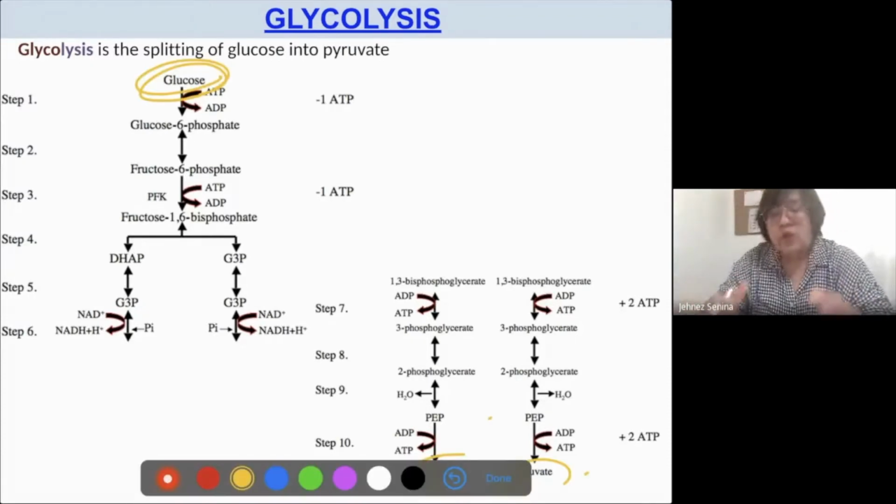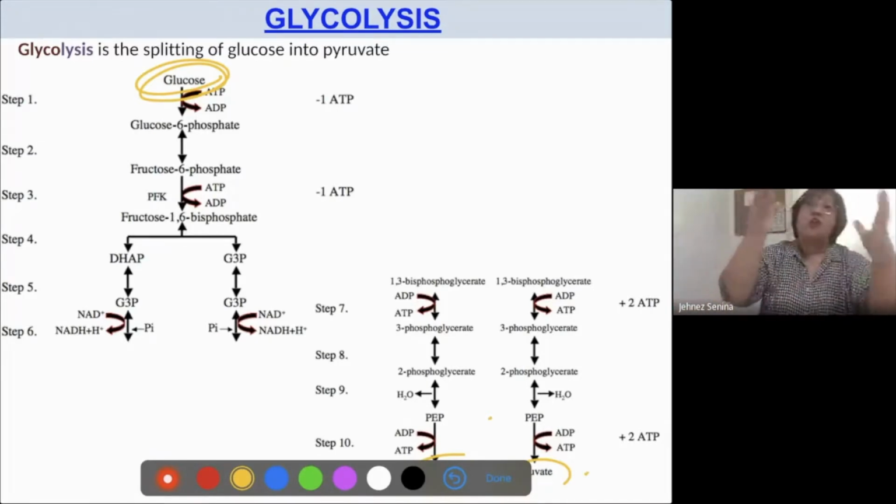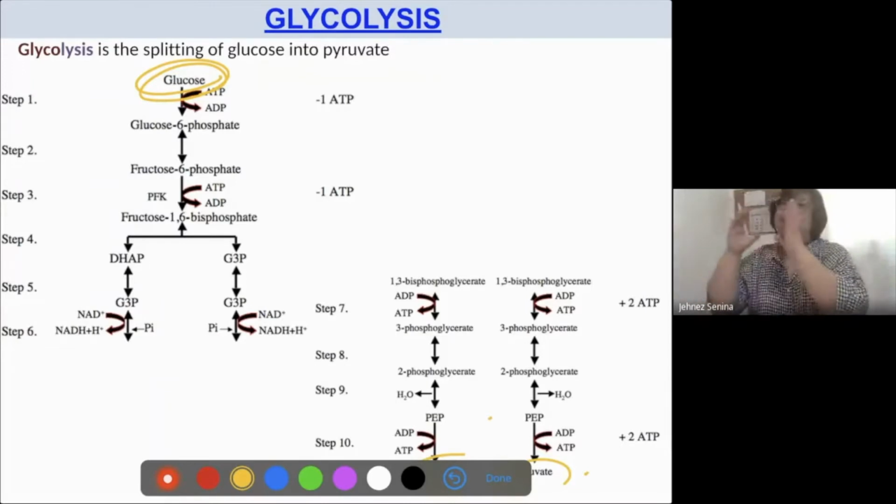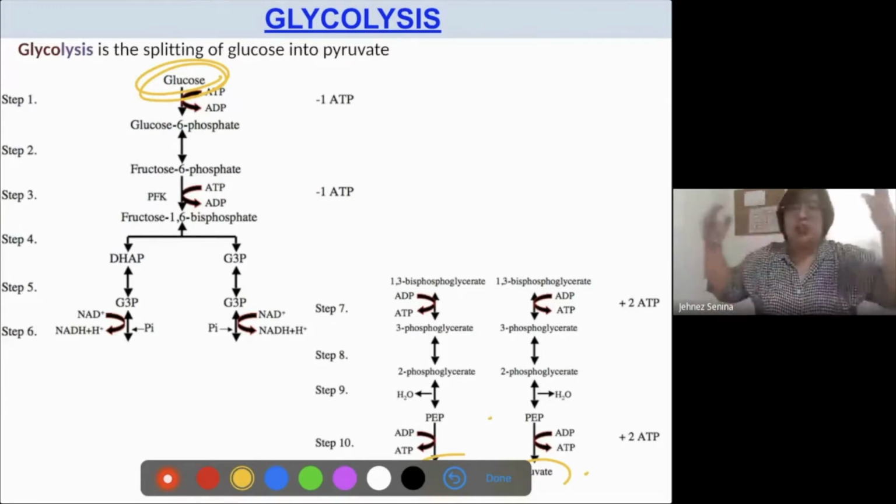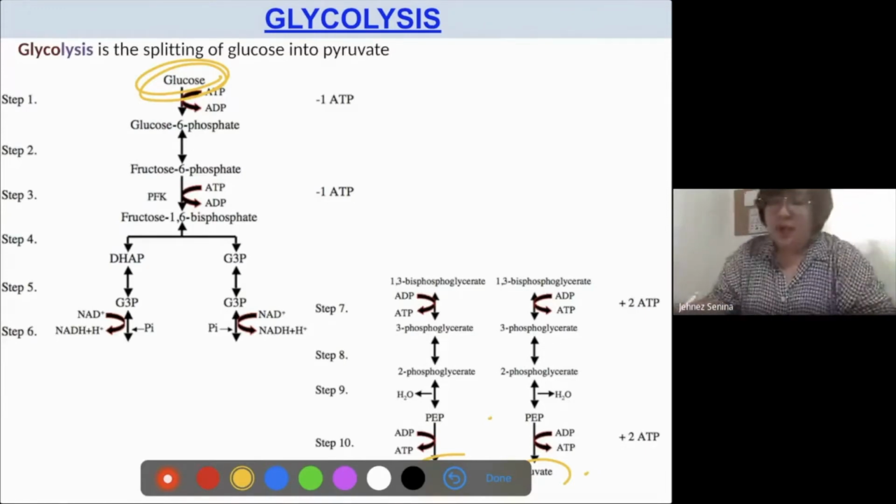So glucose will undergo oxidation and hydrolysis. There's going to be a series of steps where that original glucose will lose hydrogens and electrons and will split into two to form pyruvate. That's the short story. Now let's look at the whole story.